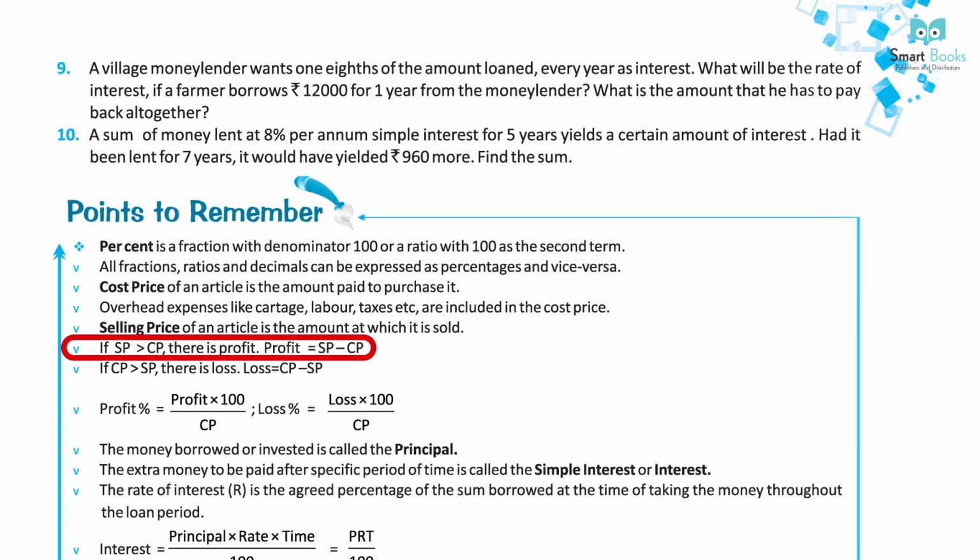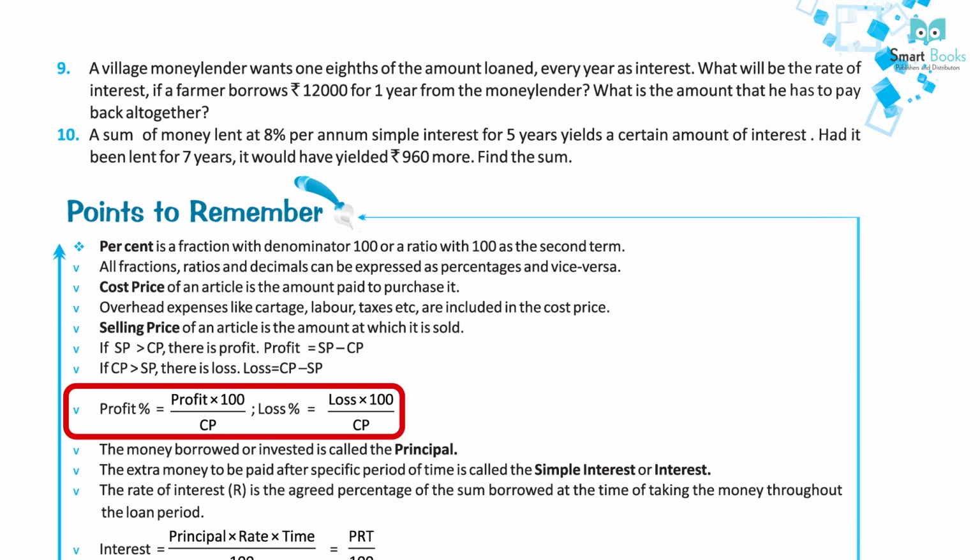Profit is equal to selling price minus cost price. If cost price is greater than selling price, there is a loss. Loss is equal to CP minus SP. Profit percent is equal to profit into 100 upon cost price. Loss percent is equal to loss into 100 upon cost price.